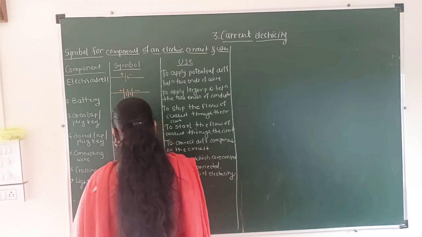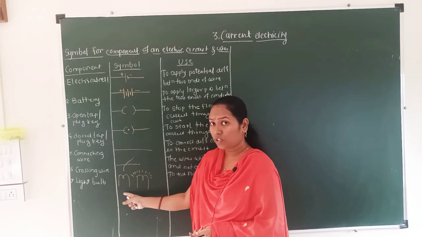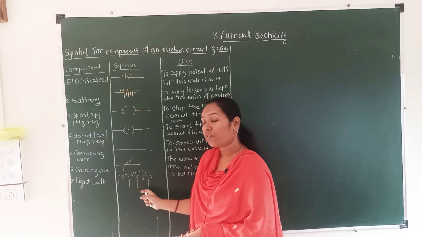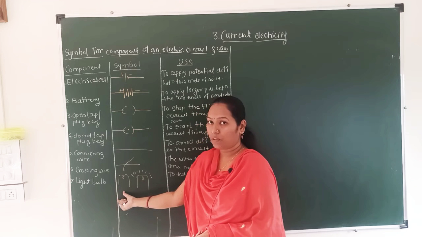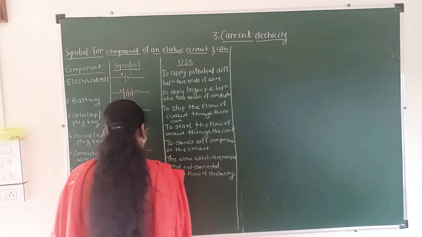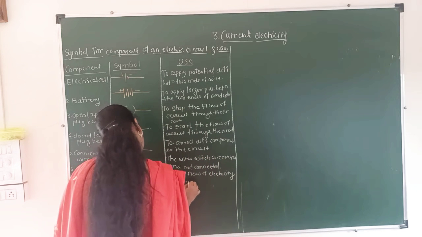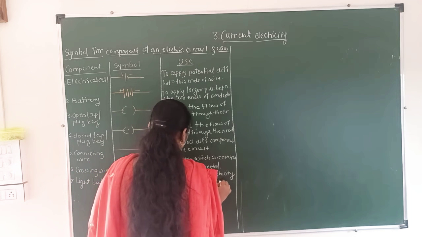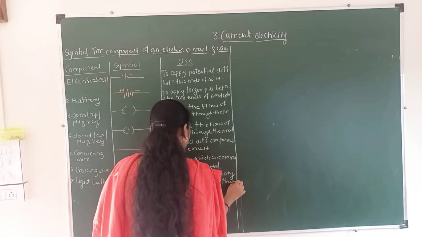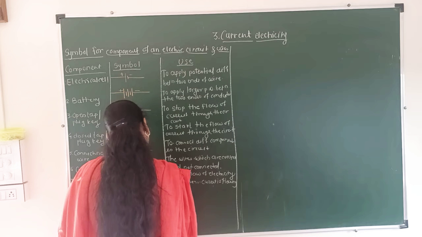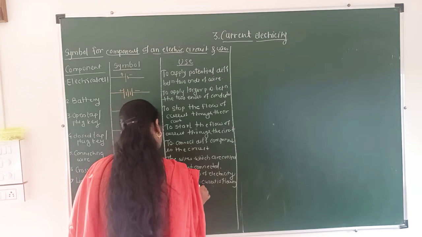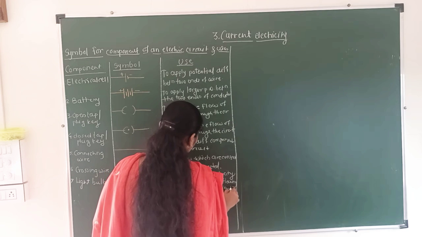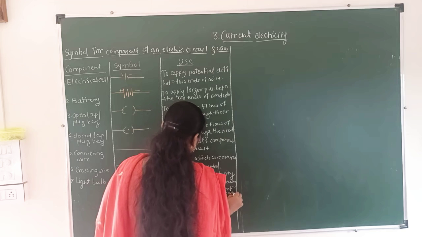And what is the meaning of these two? This one shows that the current is flowing, and this one shows that the current is not flowing. This is a lighting bulb, this is an unlighting bulb. The first one is the lighting bulb, which shows that the current is flowing, while the other one is the unlighting bulb, which shows that the current is not flowing through the circuit.